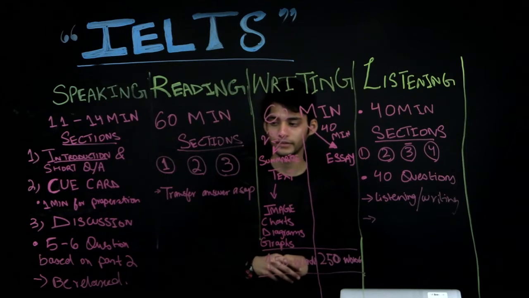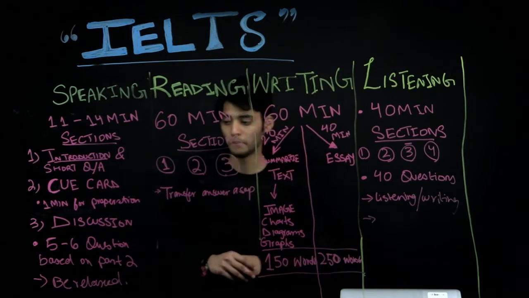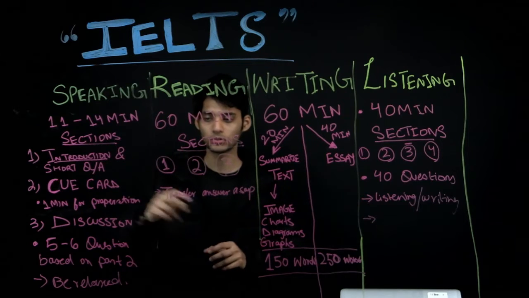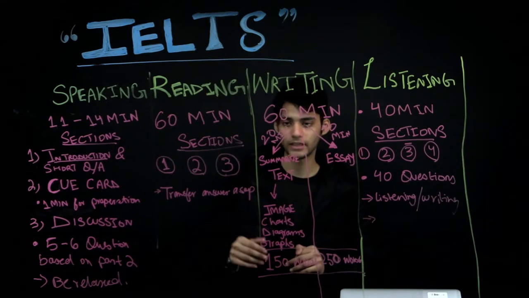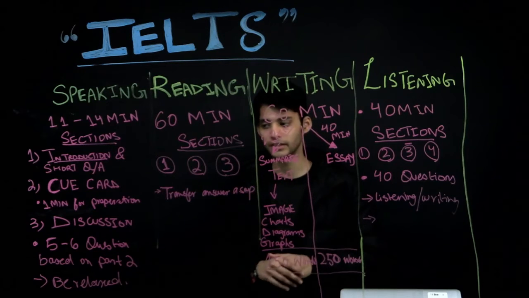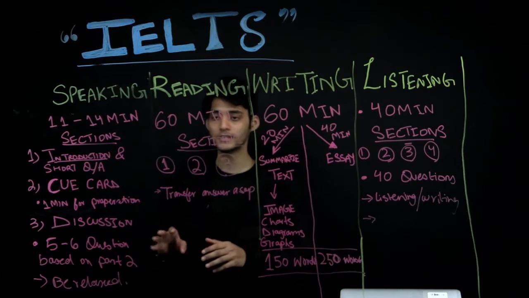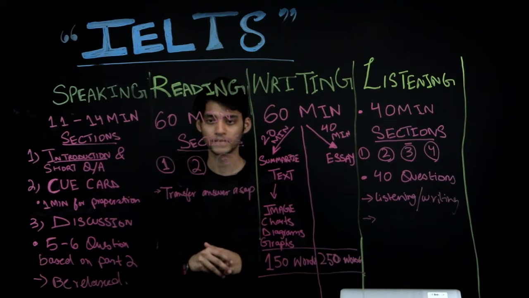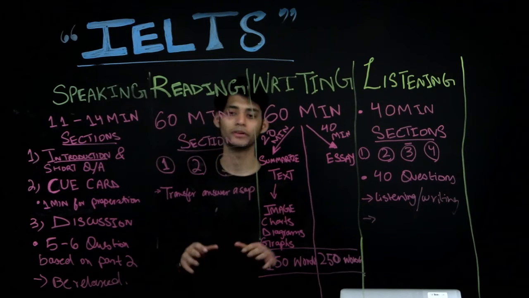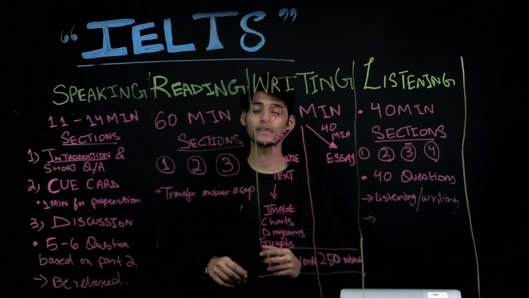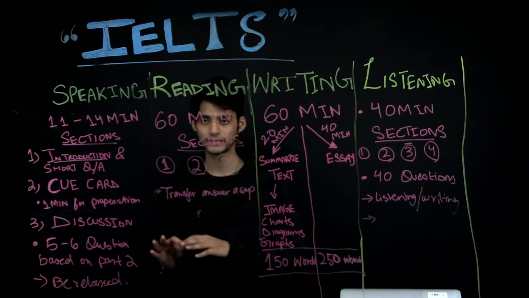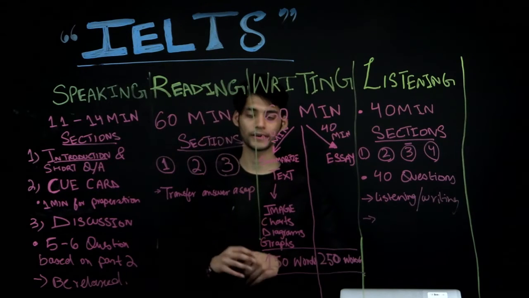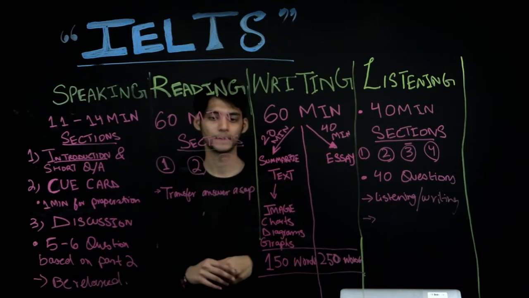Now moving on to part 3, that's the discussion section. Based on your questions in part 2, the cue card, you will receive 5 to 6 open-ended questions from the examiner on which you have to discuss the details and add some examples. Therefore, these are the 3 sections of speaking. Tips for speaking: be relaxed, try to speak fluently and coherently, do not fear the examiner, and maintain good eye contact. Let's move on to reading.